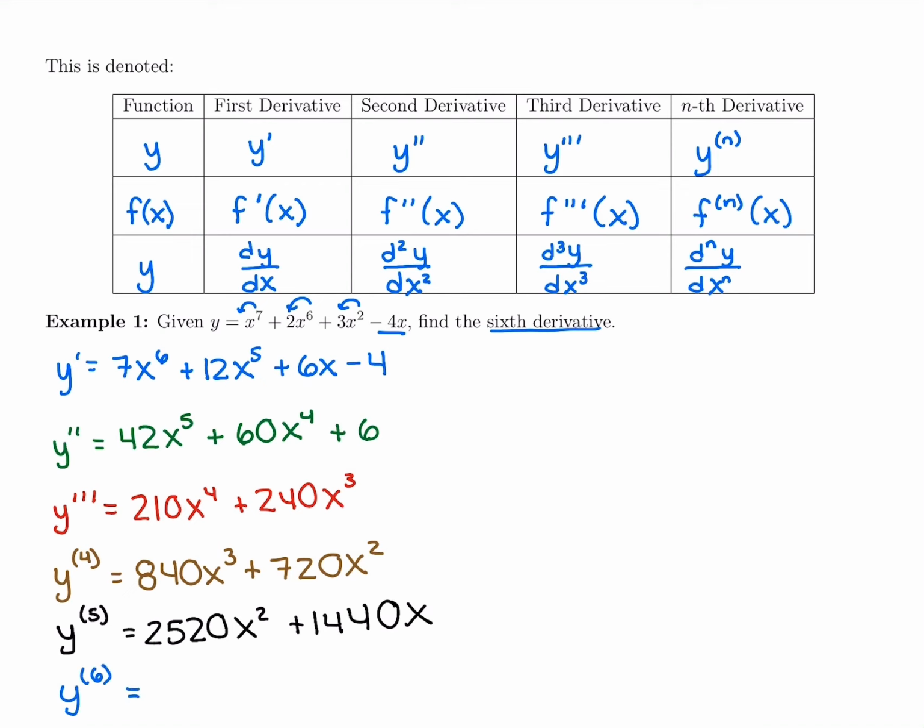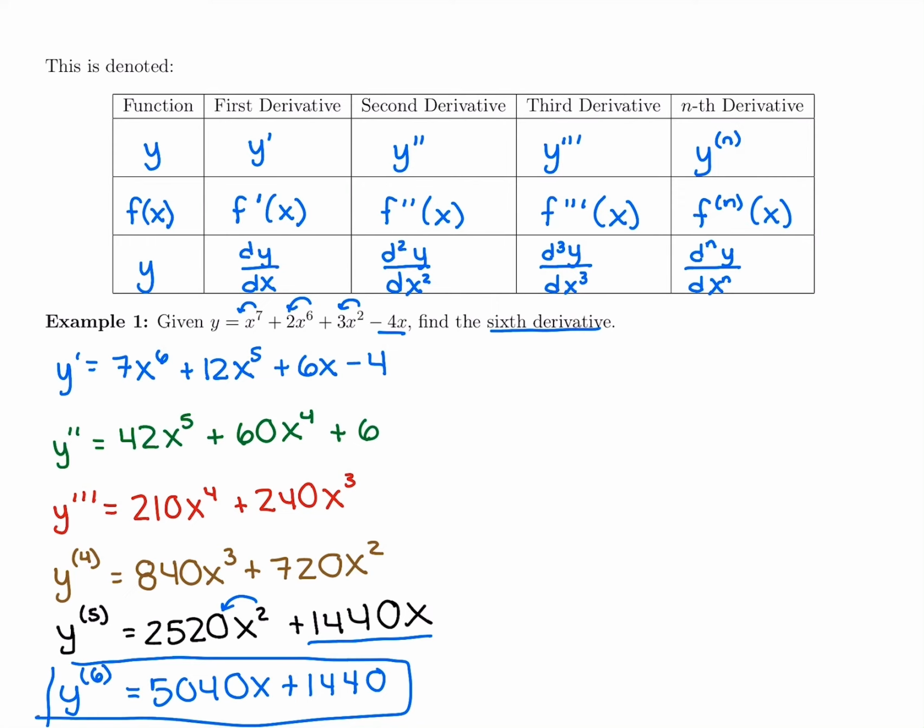I'm going to call it y and then have a 6 in superscript. We're going to bring down the power. 2520 times 2 is going to give me 5040x, and the derivative of 1440x is just 1440. And now I'm finally done. I have the sixth derivative of that function.